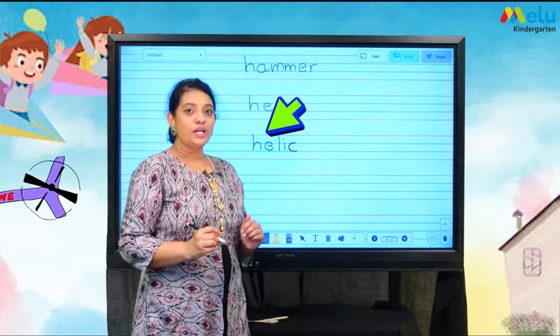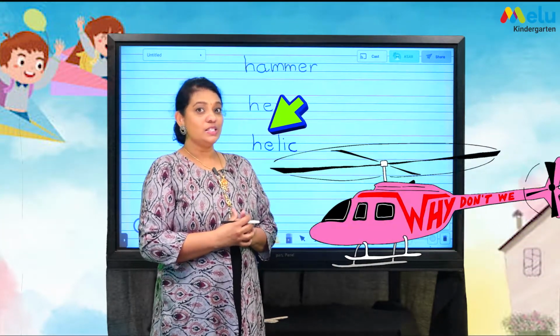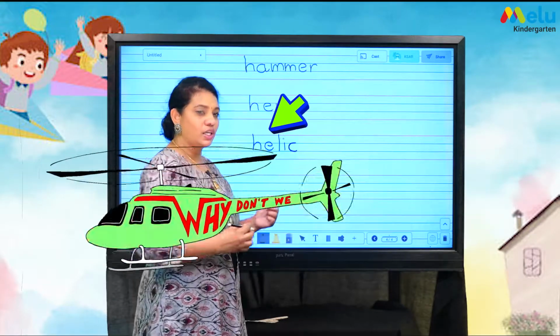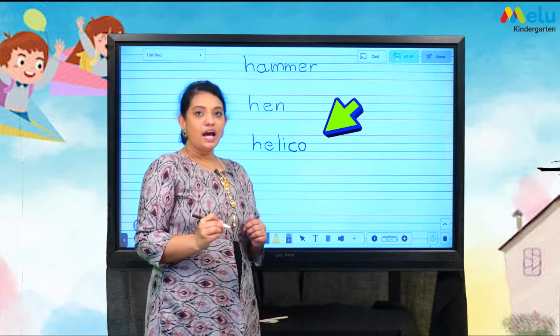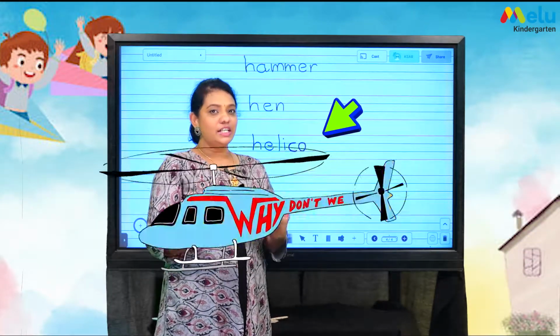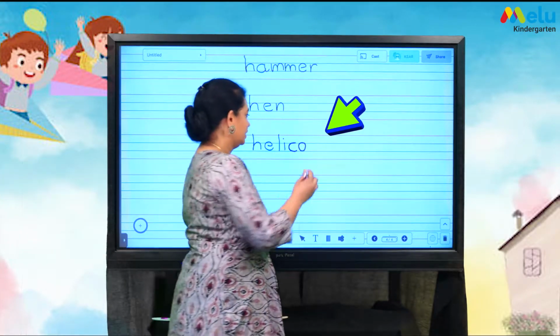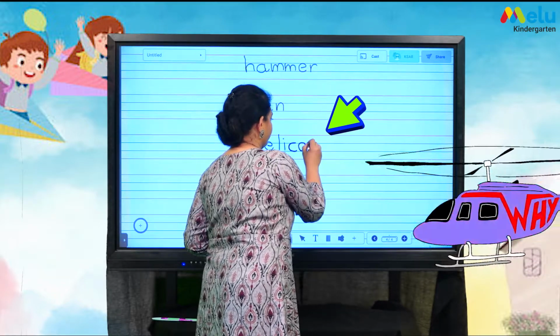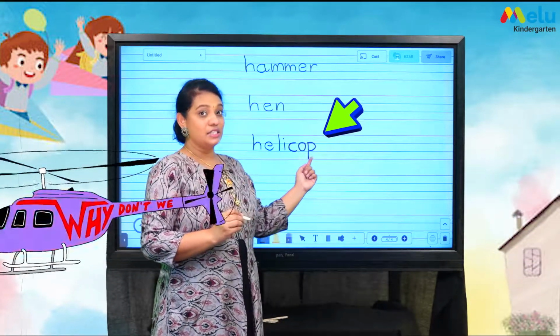And the second sound is A. Which letter sounds A? It is always O, right? So write O there. And the last sound in the third syllable is P. Which letter sounds P, children? Yes, it is P. Yes, now we are done with the third syllable also.